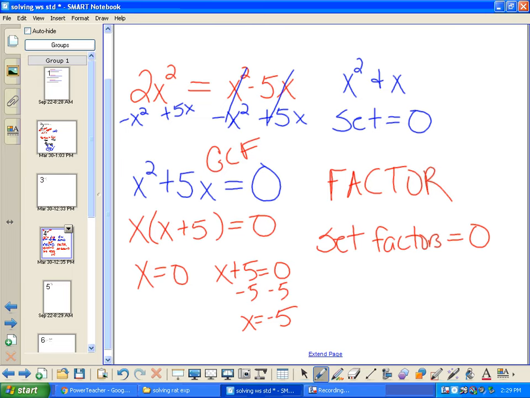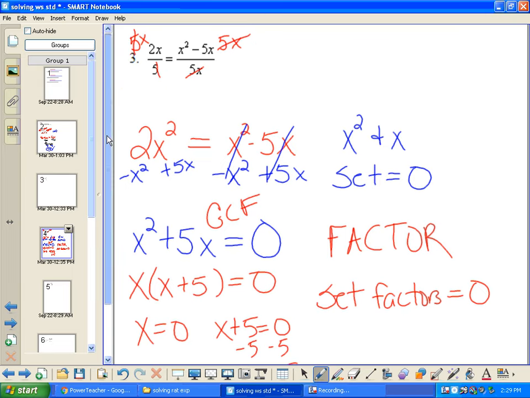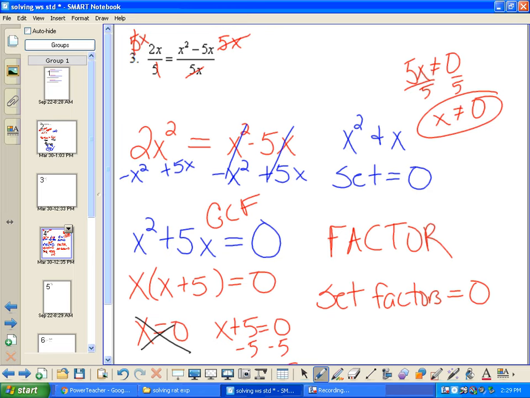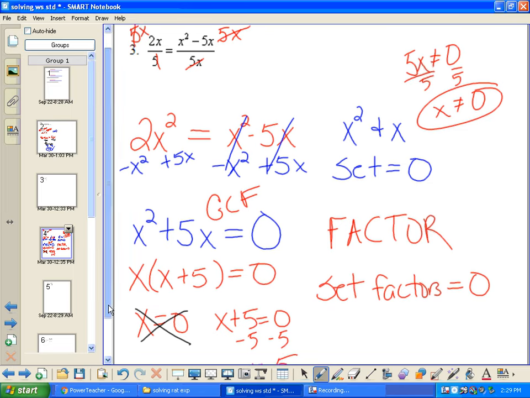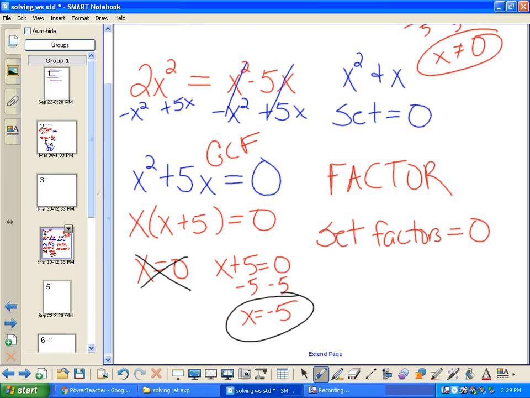Okay, check our denominator. Our denominator was 5x. So 5x cannot equal 0. So if you divide by 5, then x cannot equal 0. So our restriction is 0. So that means we have to mark him out, and x equals negative 5 is our only valid answer here.